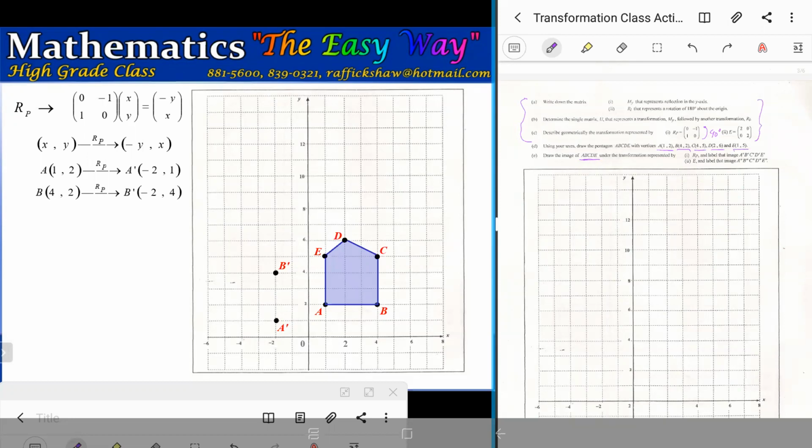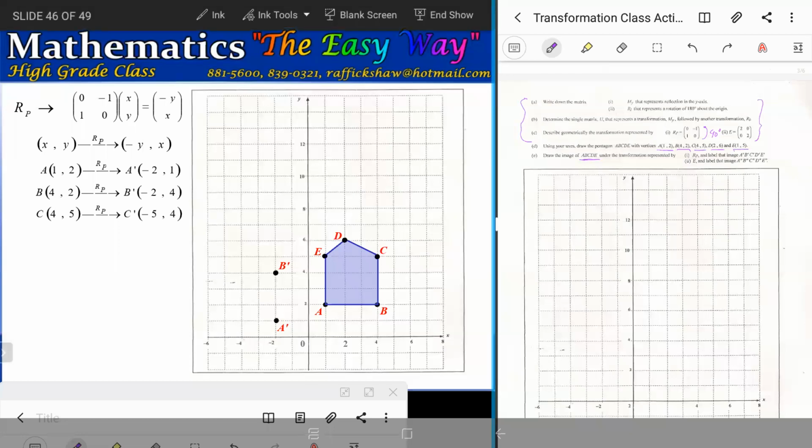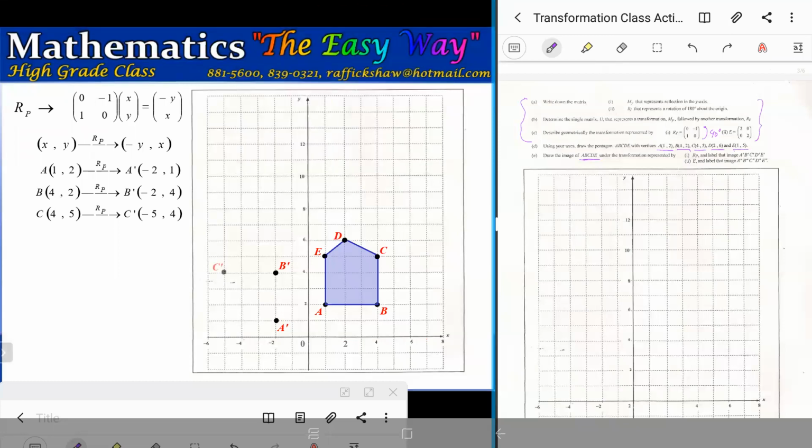Let's look at the C now. The C, which is 4, 5, under the anti-clockwise 90-degree rotation, will go to -5, 4. Let's break it down again and show you. You see the x value becomes the y value, and the y value becomes the x value, but it changes sign and becomes negative. That's what happens, and you do the same thing to all the points. So C prime is now the point -5, 4. Put it on the graph. -5, 4 is that point right there.